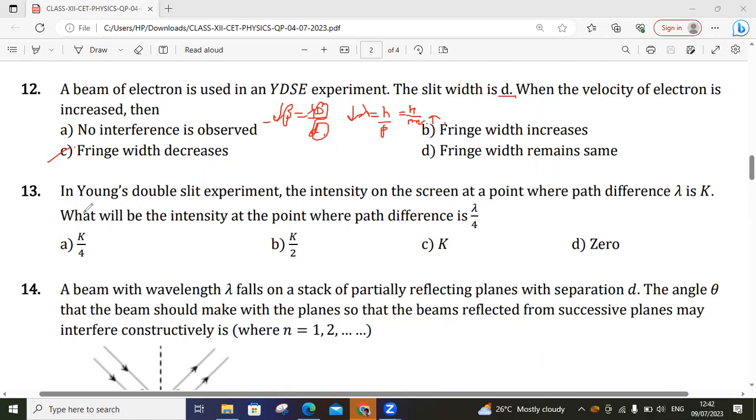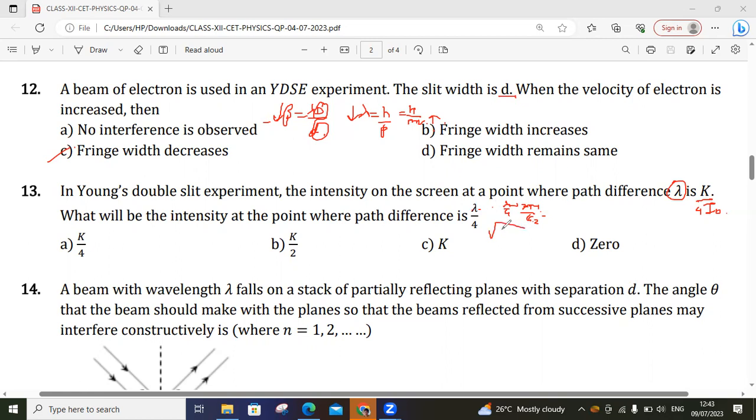Then we have the 13th. In Young's double slit experiment, the intensity on the screen at a point where the path difference is lambda is k. If the path difference is lambda, it is constructive interference, so k will be 4 I naught, correct? What is the intensity at the point where the path difference is lambda by 4? So here the path difference is lambda by 4. Lambda indicates 2 pi phase difference, so lambda by 4 indicates pi by 2 phase difference. What will be the intensity?